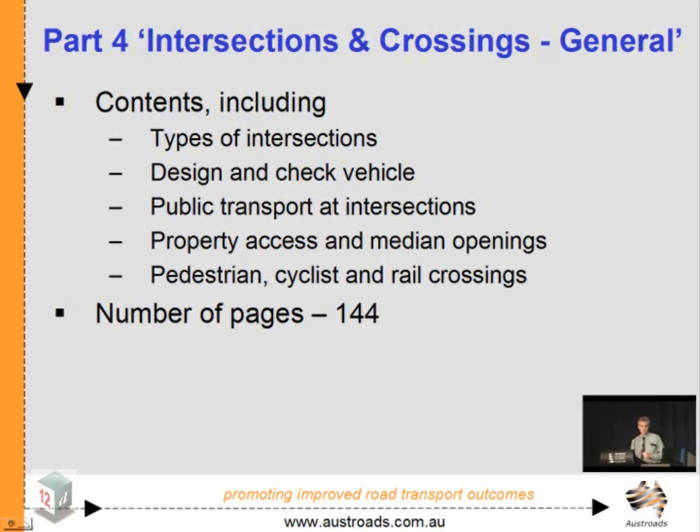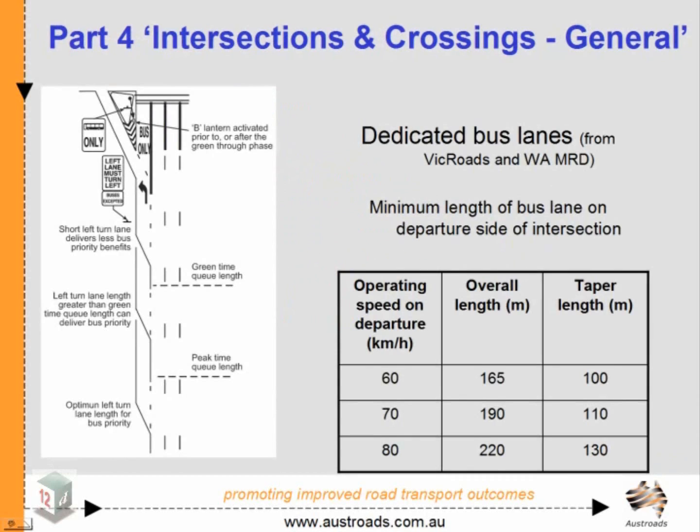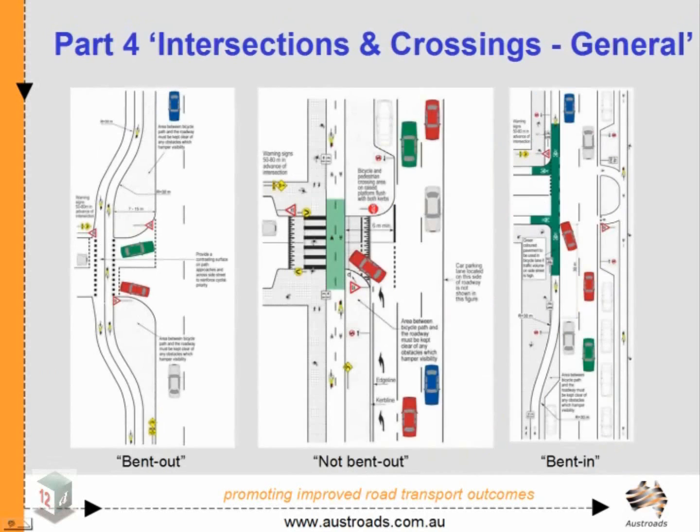Now, Part 4 is intersections and crossings, and it's a general catch-all of information across intersections, roundabouts and interchanges, as well as having some pedestrian, cyclist and rail crossing material in there. What's been introduced is more information on bus lanes. That's generally taken from VicRoads and Western Australia material. We have more information on providing for bicycles. A lot of that is taken from, again, VicRoads and RTA.